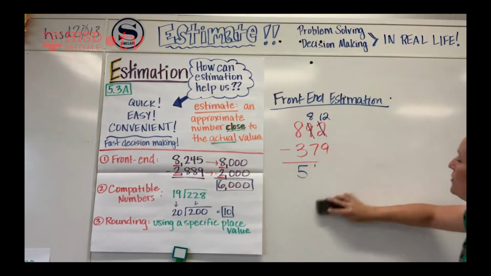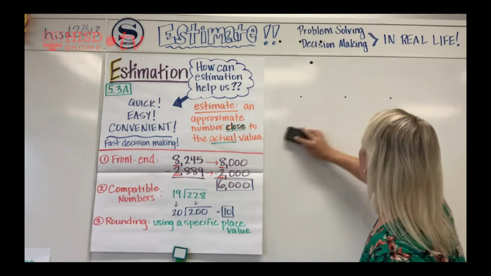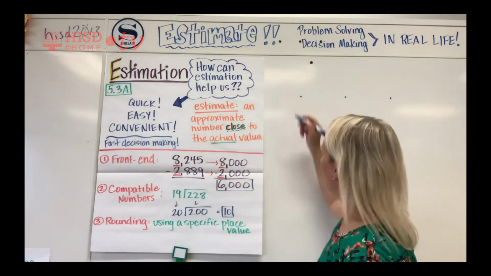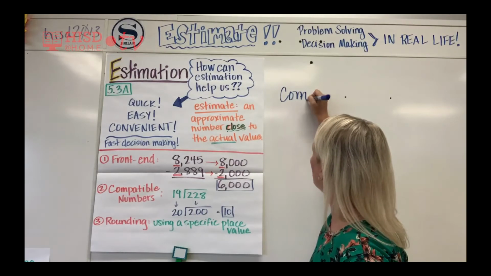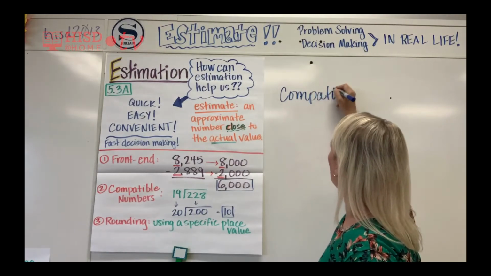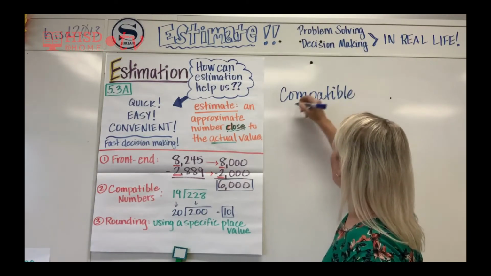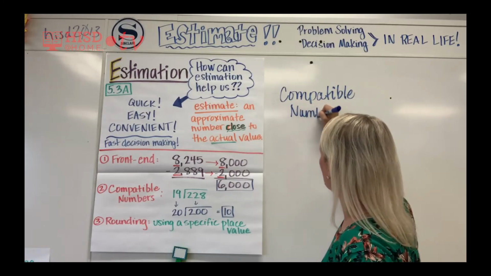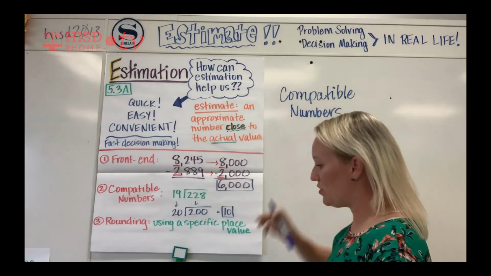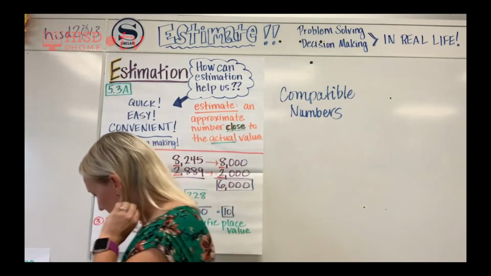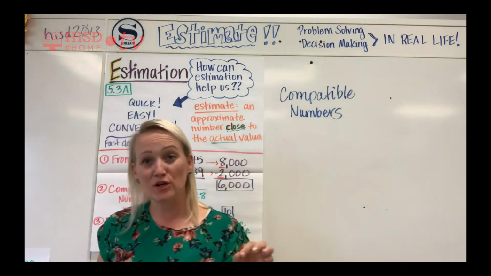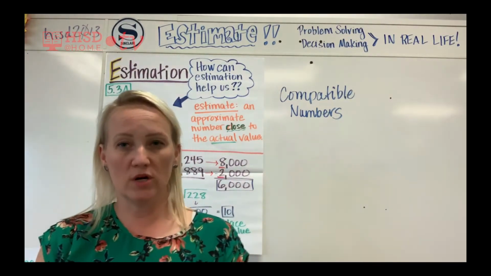Now, compatible numbers is a little bit different. Not too much different. They all are similar. Compatible numbers. And if you don't know what compatible means, it actually means similar or likely to work together.